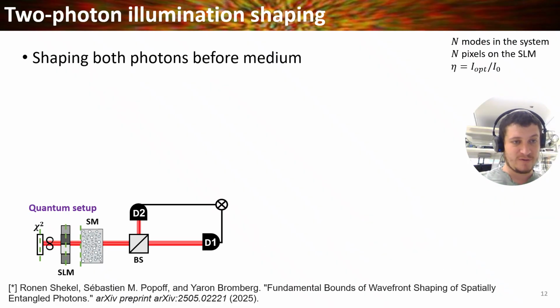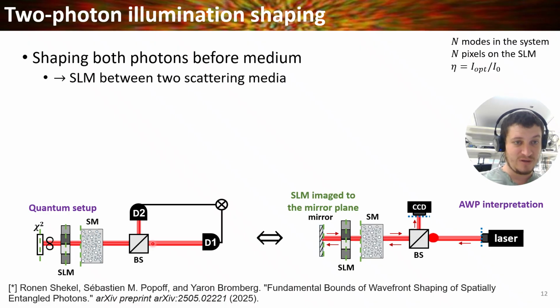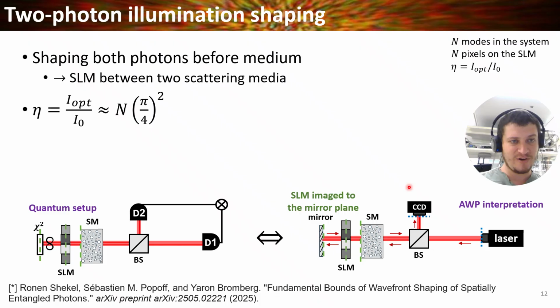The second configuration we consider has the SLM shaping both photons after the crystal and before the scattering medium. This is probably the most popular scenario in these quantum wavefront shaping experiments. Considering this scenario in the advanced wave picture interpretation, the laser actually first scatters, is then shaped by the SLM, which we for now assume is imaged to the mirror plane or to the crystal plane, is then scattered again and is finally measured. So in this case, we show, again, analytically and numerically, that now the enhancement prefactor is (pi over 4) squared, which is lower than pi over 4. So it is a reduced enhancement.